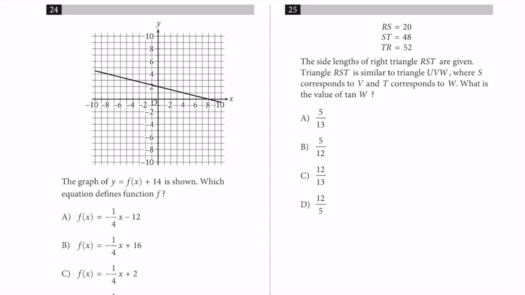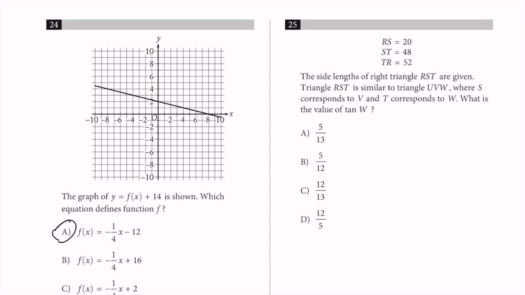Question 24. The graph of y equals f of x plus 14 is shown. Which equation defines the function f? So first, let's start with the y-intercept. The graph shown has a y-intercept of 2, and the y-intercept of 2 is at f of x plus 14. So we're going to subtract 14 from 2, and we're going to get negative 12 as our y-intercept. So our answer must have a y-intercept of negative 12. The only one that follows that is answer choice A.